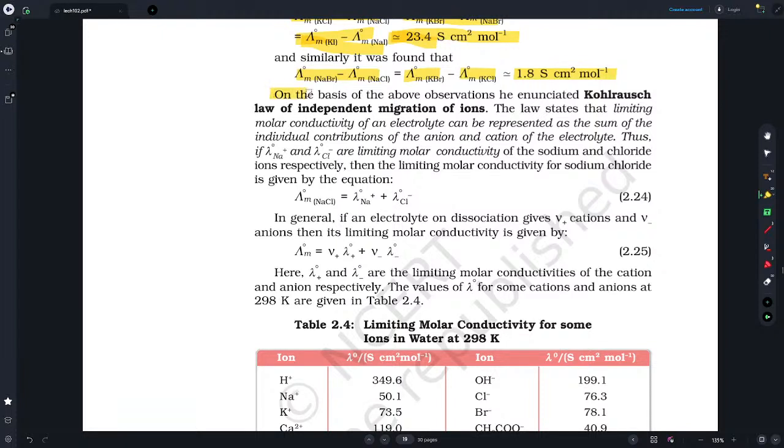On the basis of the above observations, he enunciated Kohlrausch's law of independent migration of ions. The law states that the limiting molar conductivity of an electrolyte can be represented as a sum of the individual contributions of the anion and cation of the electrolyte. Thus, if the limiting molar conductivities of sodium ion and chloride ion are denoted by these symbols, then the limiting molar conductivity of sodium chloride is given by the limiting molar conductivity of Na plus the limiting molar conductivity of Cl.